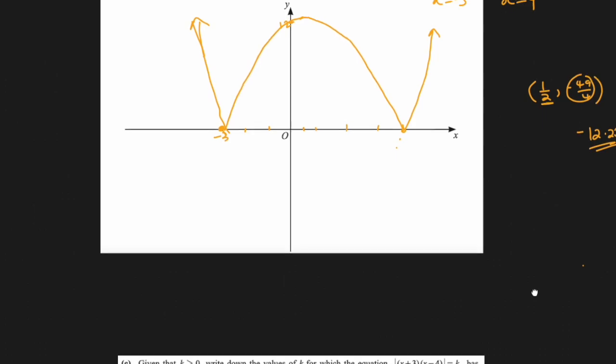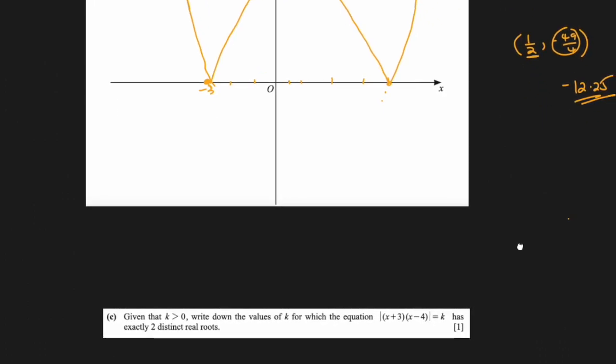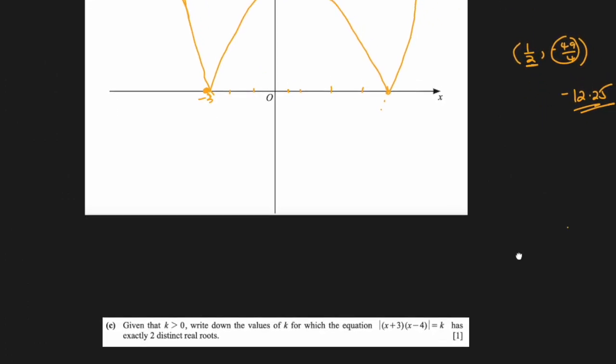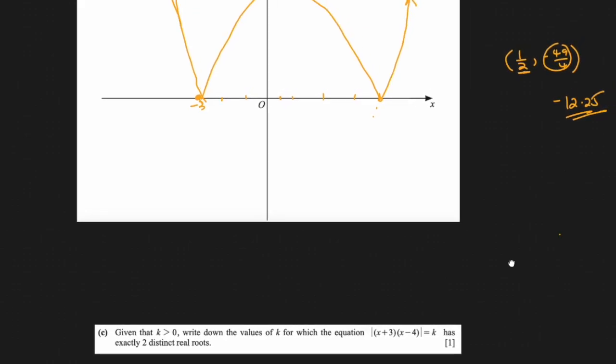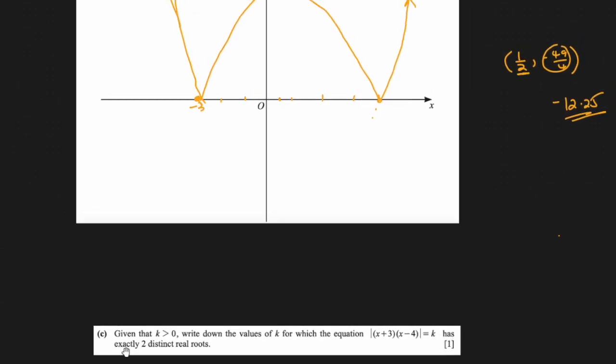We have one C part also. Given that k is greater than 0, write down the value of k for which the equation this has exactly two distinct real roots, only two. Okay, so what do they mean by this? If I make this a function which is already there in the question, I will make this also a function, y equal to k.